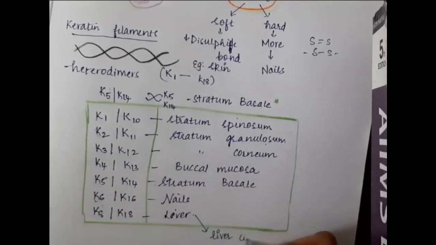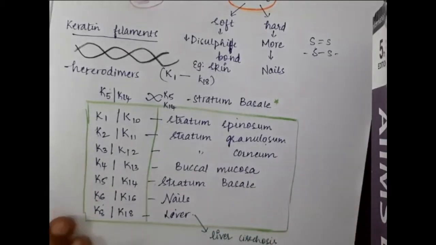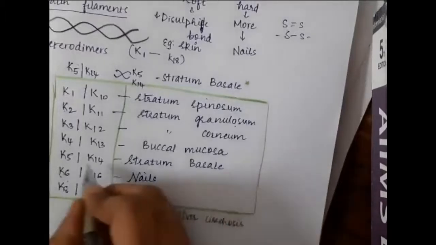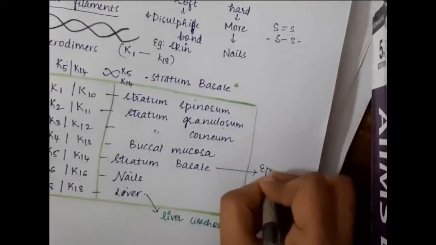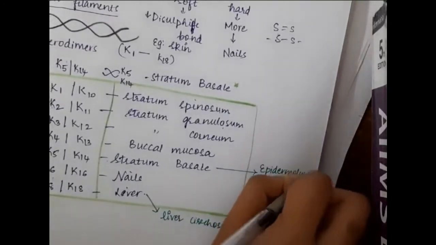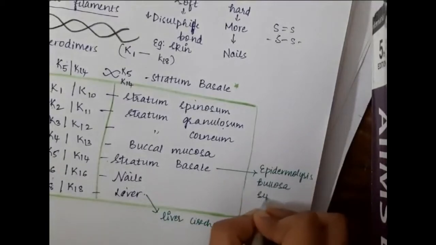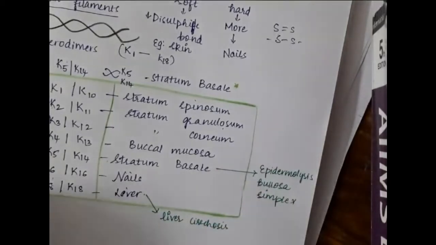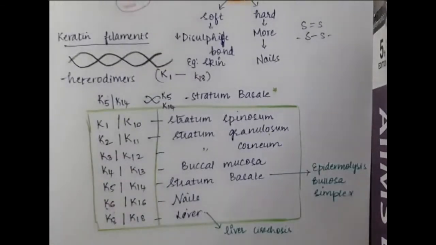Now if there is a defect in K8 and K18, then this will result in liver cirrhosis. If there is a defect in the stratum basale K5 and K14, it might result in epidermolysis bullosa simplex. So the next important cell in the epidermis is the melanocyte.